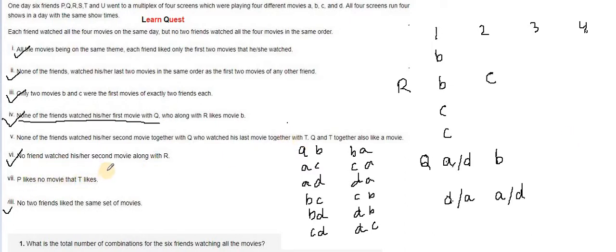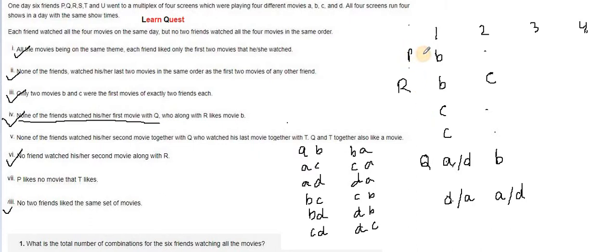Now we can see P likes no movie that T likes. So first of all, who are P and T? Can this be either P or T? Because they are saying P doesn't like any movie that T likes. If it is P or T, one thing is for sure, we know that 2 A's and 2 D's are going to be distributed in these 4. So no matter where we put them, either A or D, they will surely get.